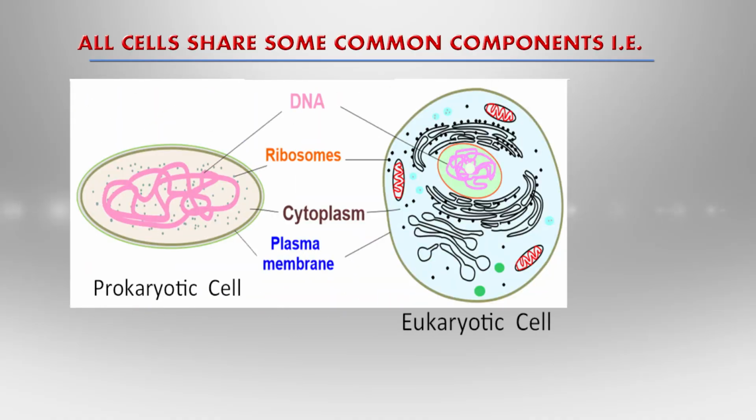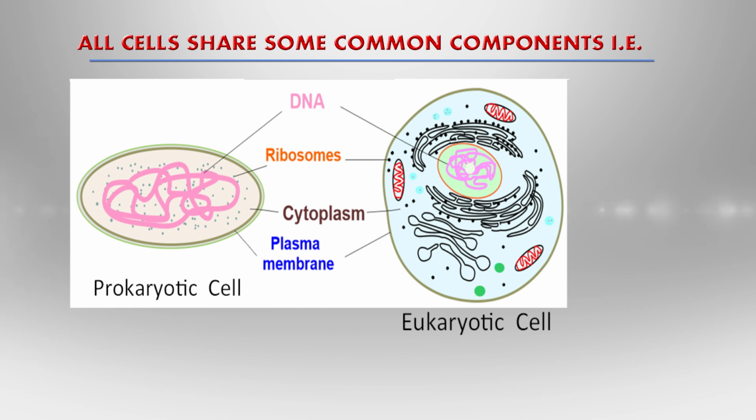You know, cells are the basic unit of life. Cells are the structural and functional unit of living organisms. All cells make up the living organism. There are two types of cells, prokaryotic and eukaryotic cells. All cells share some common components. You see in this slide that there are two types of cells, prokaryotic cell and eukaryotic cell. Both cells have DNA as a genetic material, ribosomes, cytoplasm and plasma membrane.